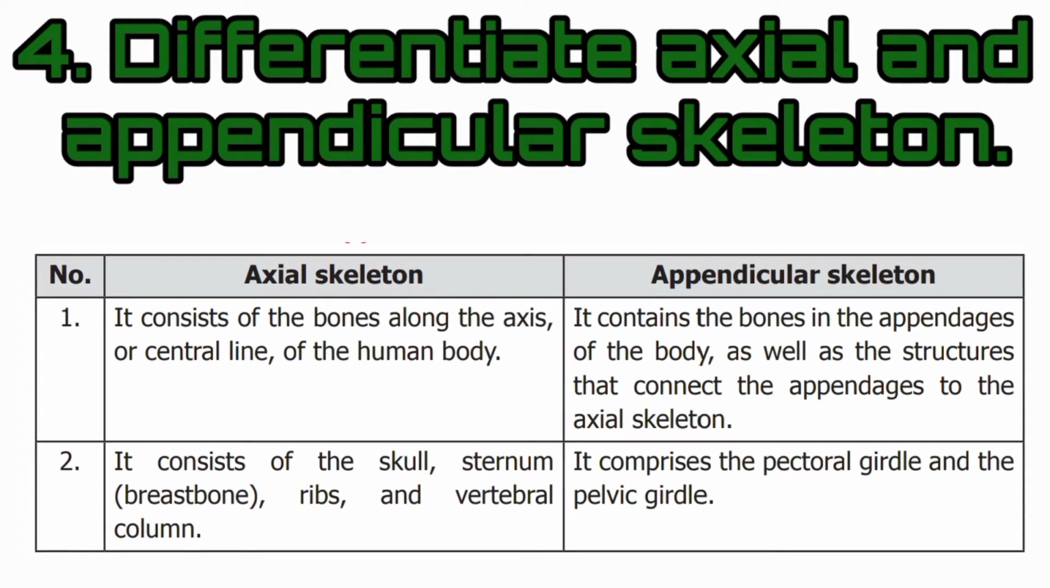Differentiate axial and appendicular skeleton. Axial skeleton consists of the bones along the axis or central line of the human body. Appendicular skeleton contains the bones in the appendages of the body as well as the structures that connect the appendages to the axial skeleton. Axial skeleton consists of the skull, sternum, that is breastbone, ribs and vertebral column. Appendicular skeleton comprises the pectoral girdle and the pelvic girdle.